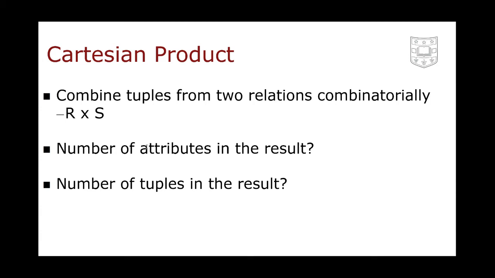Cartesian product. It's going to combine tuples from two relations combinatorially, meaning every single possible combination of tuples is going to be in my result set. And let me draw a little illustration, just to refresh your memory on Cartesian products and what it means in this sense.